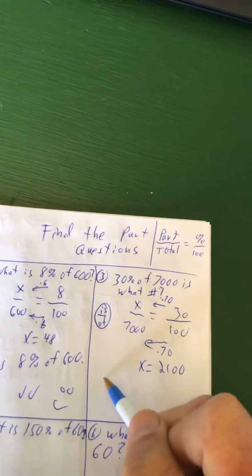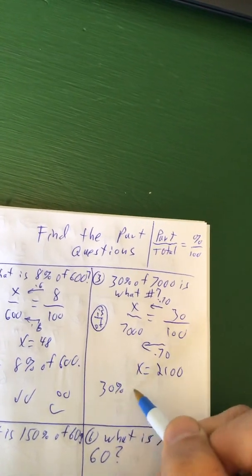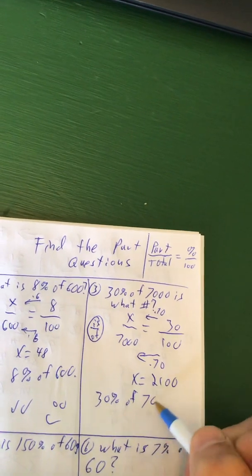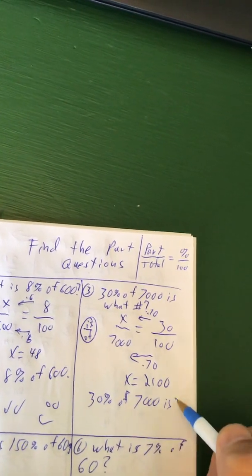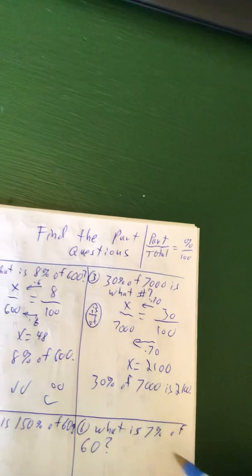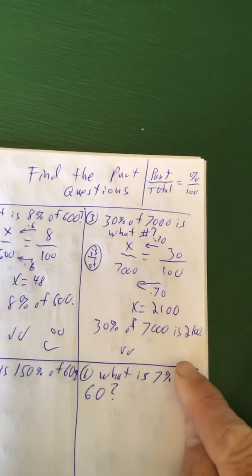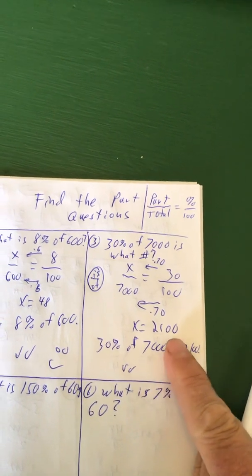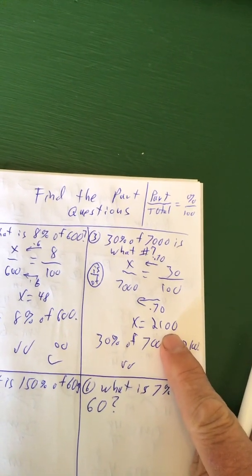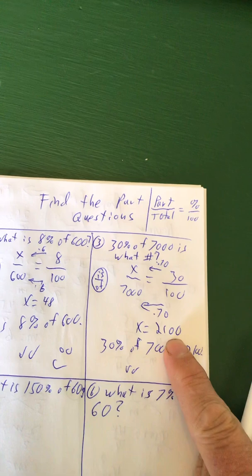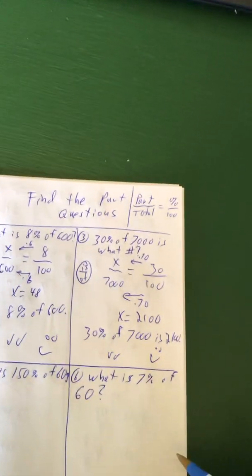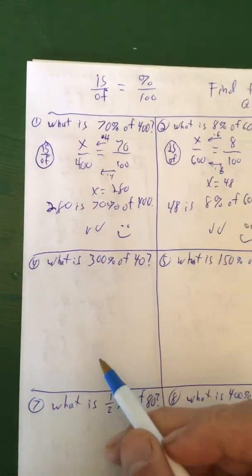Cool. So 30% of 7,000 is 2,100. And I'm just going to double check in my head. 100% of 7,000 is 7,000. 10% would be 700. So 30% would just be times 3. So I'm right. And I know I'm right.